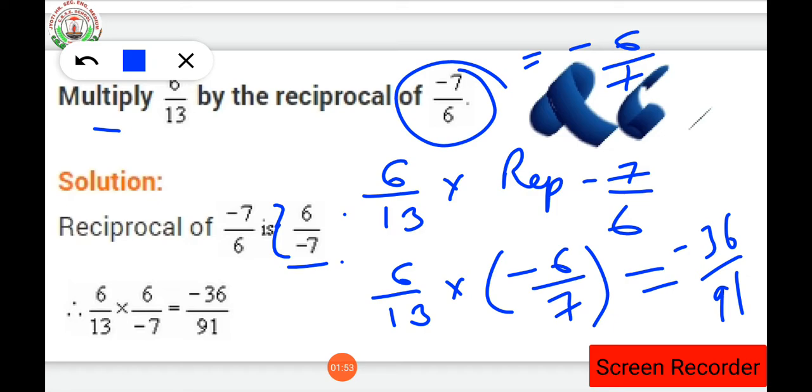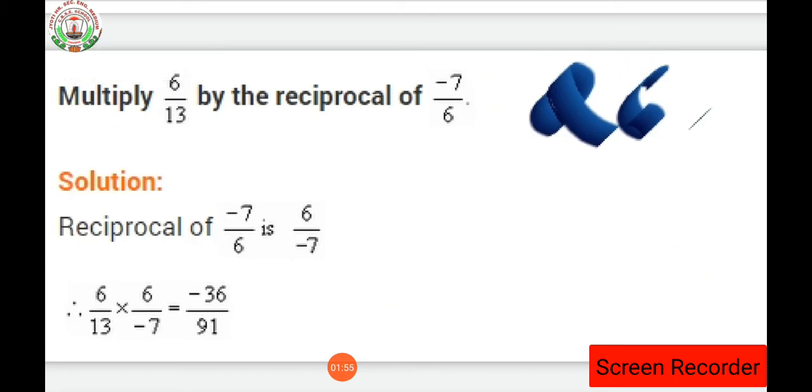Have you understood? Dear student, in this question it is very clearly said that we have to multiply the number 6 upon 13 with the reciprocal of minus 7 by 6. That means we have a number that will be multiplied with another number, but before multiplying we have to take the reciprocal, and only then multiply. So here the reciprocal of minus 7 by 6 will be minus 6 by 7.